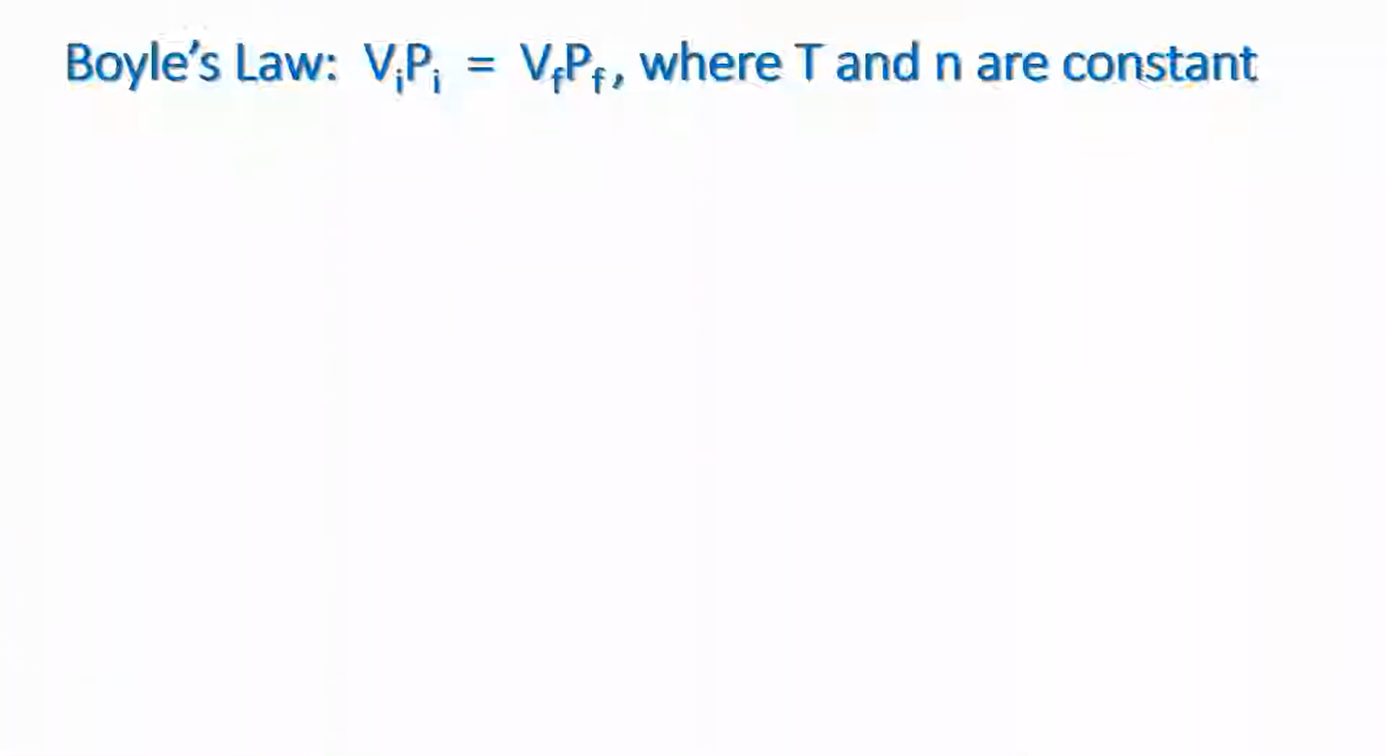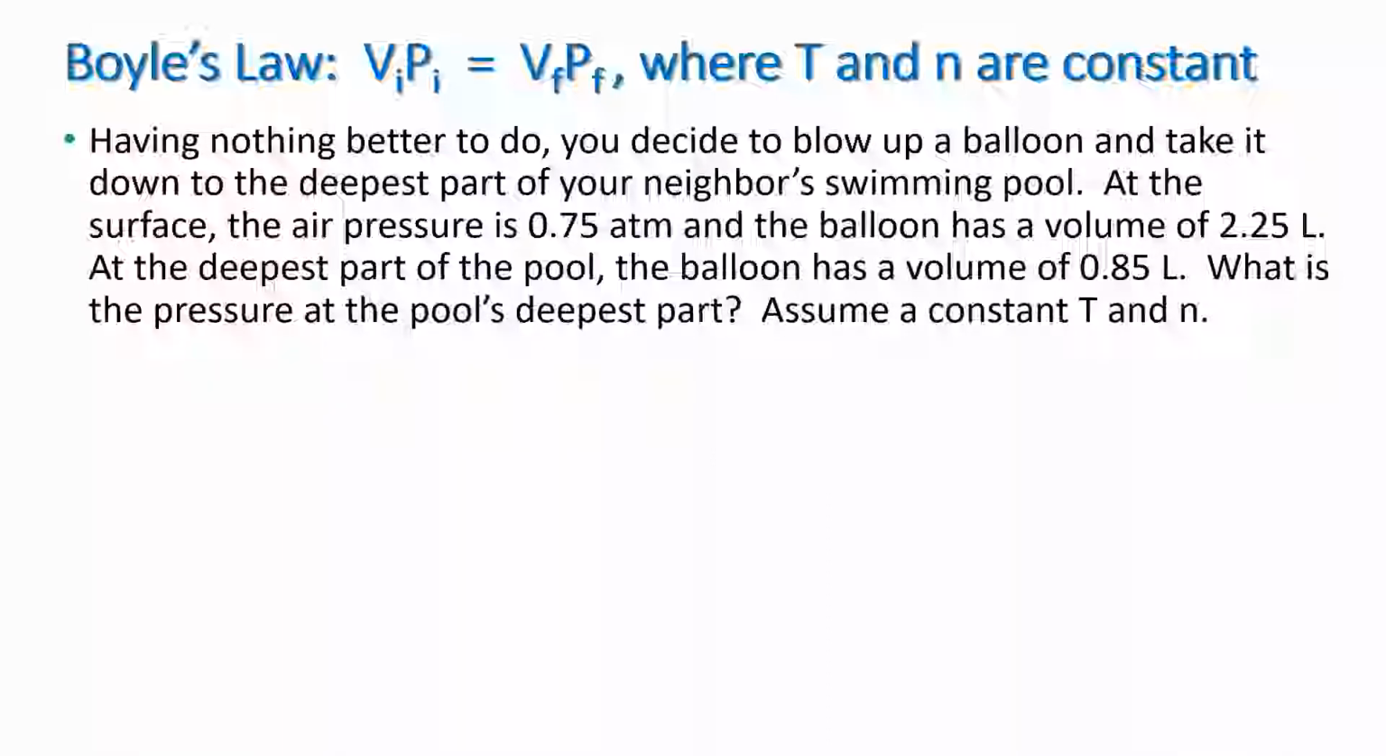Now, in our last problem, we solved for the final volume. Let's see what our new problem is going to ask us to do. So, having nothing better to do, you decide to blow up a balloon and take it down to the deepest part of your neighbor's swimming pool. At the surface, the air pressure is 0.75 atmospheres, and the balloon has a volume of 2.25 liters. At the deepest part of the pool, the balloon has a volume of 0.85 liters. What is the pressure at the pool's deepest part? Again, assuming that in this scenario, the temperature and the moles are being held constant.